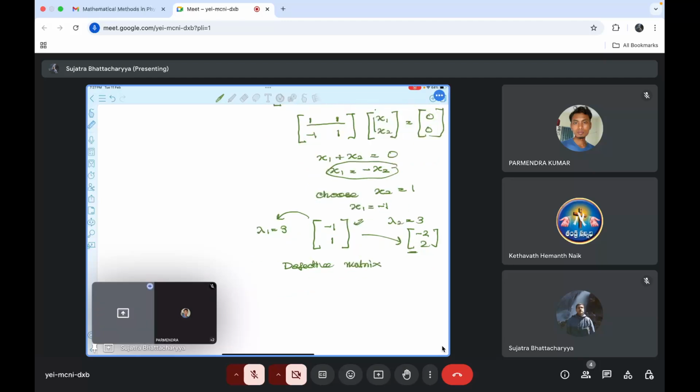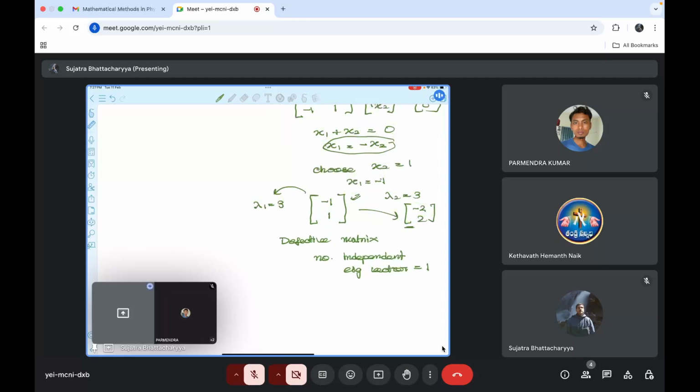Why? Because your number of linearly independent eigenvectors is 1, but the dimension is 2. So 1 is less than 2. That's why it's a defective matrix.